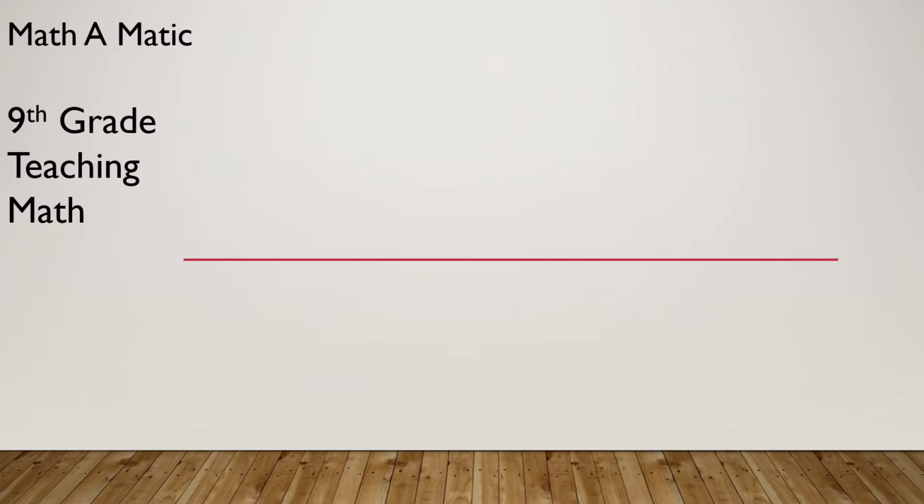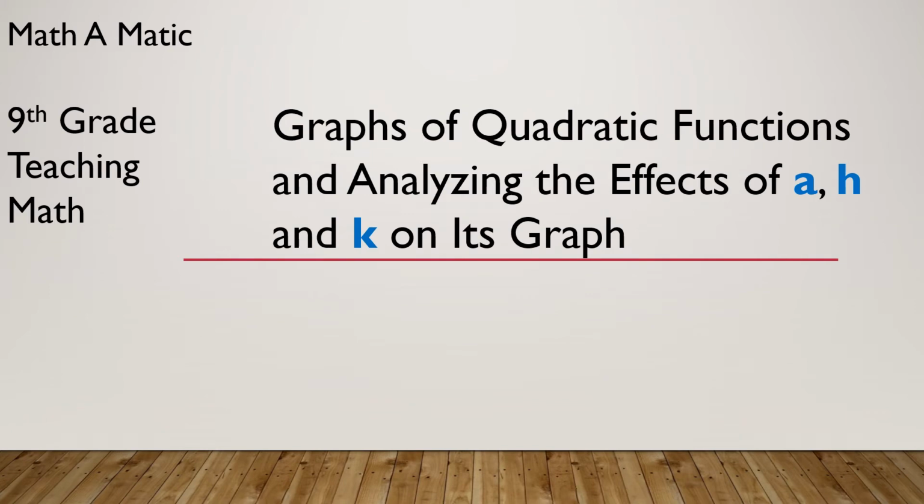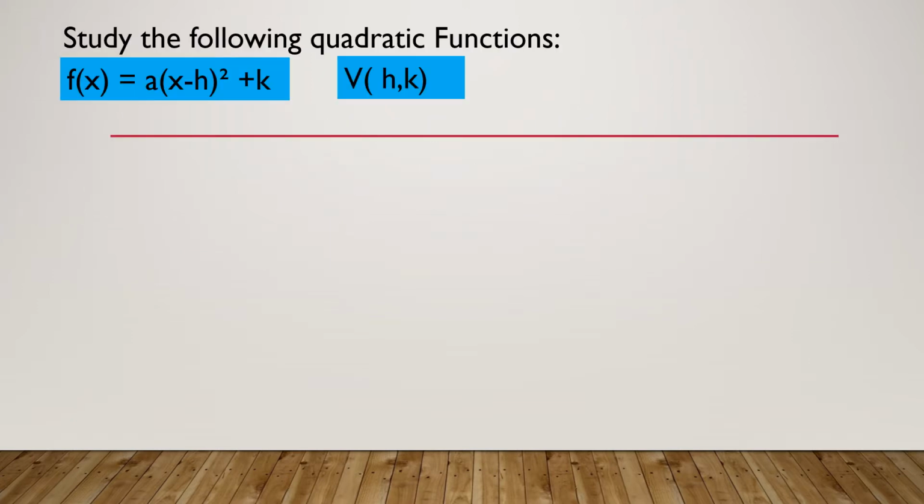I just want you to know that I have a series of videos for grade 7, grade 8, and grade 9 math. Now, this video is about graphs of quadratic functions, and we are going to analyze the effects of a, h, and k on its graph. So let's study the following quadratic functions in standard form. f of x is equal to a times the quantity x minus h squared plus k, wherein (h, k) is what we call the vertex. And we are going to observe the effect of a, or how the value of a affects the graph.